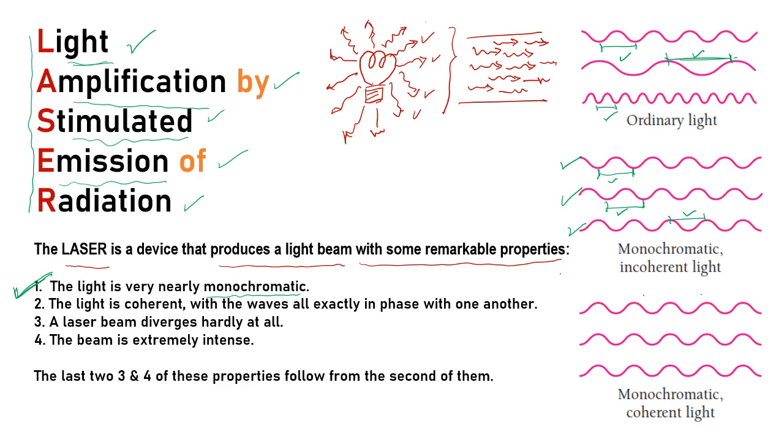The second one is that the light is coherent, with the waves all exactly in phase with one another. What is the meaning of coherent? Monochromatic, you know, already means the wavelength has to be the same. The wavelength of this is the same, of this is the same, all these wavelengths, say lambda 1, lambda 2, lambda 3, are all the same. Coherent means they are all exactly in phase with one another.